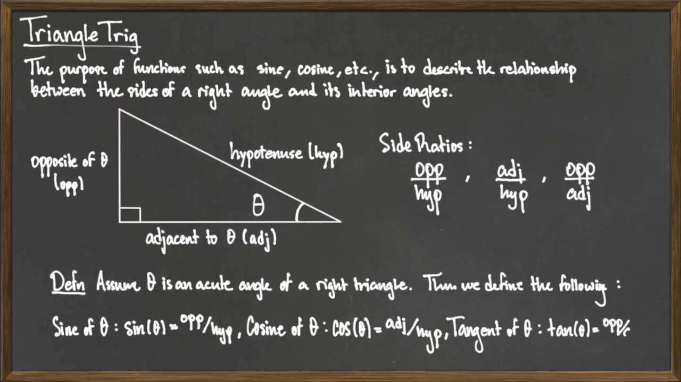Assume that we have a right triangle and that one of the acute angles is labeled as theta. Then we can define the following. The sine of theta, denoted sin of theta, is opposite over hypotenuse. The cosine of theta, denoted cos of theta, is adjacent over hypotenuse. And then the tangent of theta, denoted tan of theta, is opposite over adjacent.